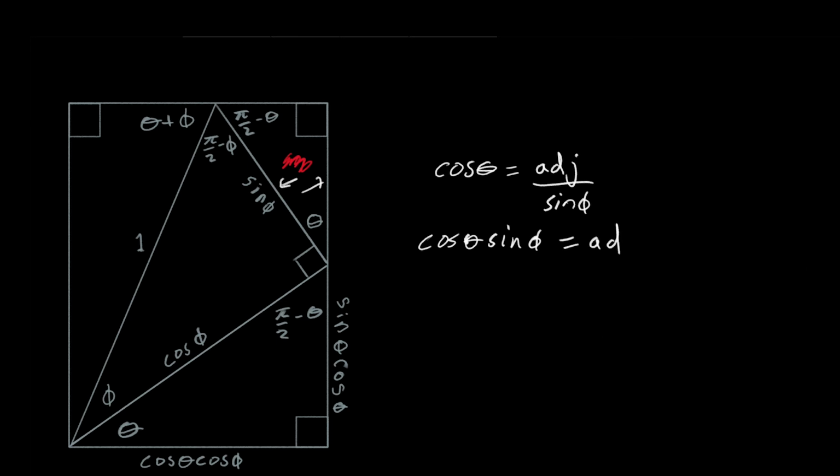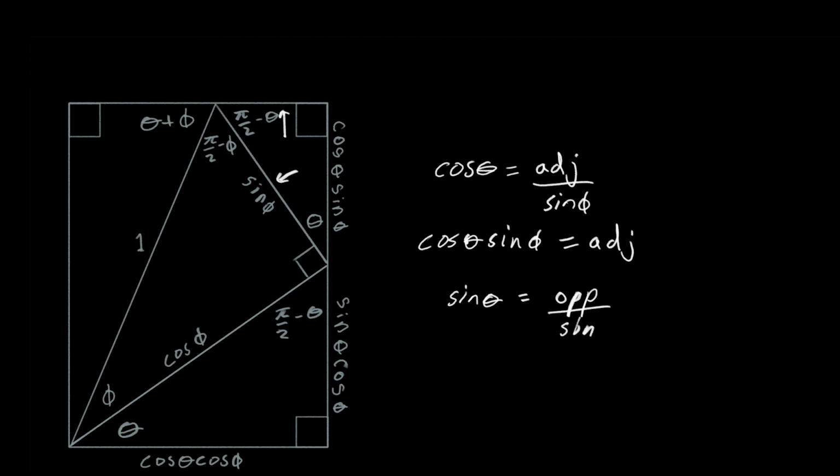Okay, so I'll write that vertically again. The cosine of theta times the sine of phi. Alrighty, let's take the sine of theta. Well, this would be the opposite side, and again, this is the hypotenuse. So this is just equal to the opposite side over the hypotenuse, which is the sine of phi.